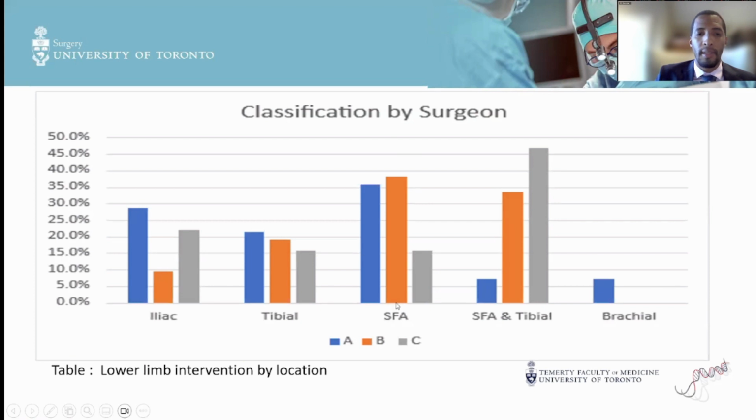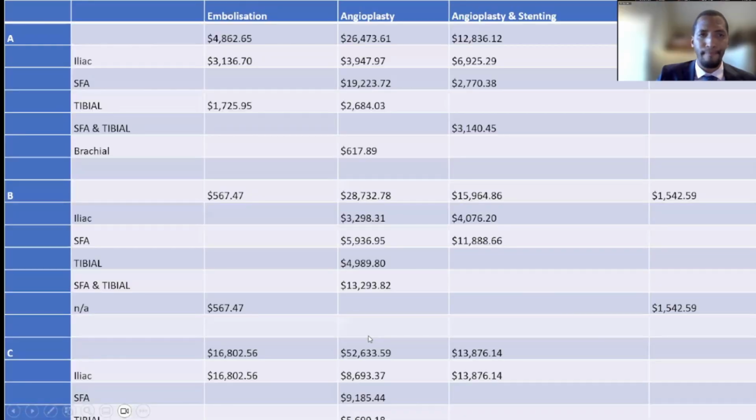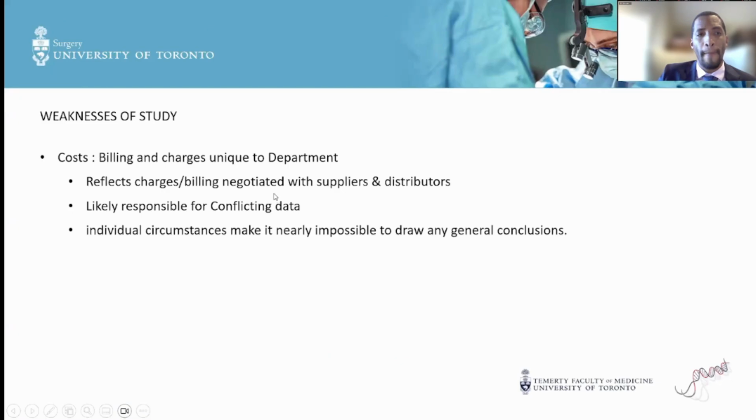Again, this is another chart looking at the location of the lesion treated as stratified by the surgeon. And this is an example of the cost sheet that was given to the individual surgeons. So they saw not only their costs, but the costs of their colleagues. And this comparison, and we'll talk about it a little later, has been shown to actually result in changing practice and reducing costs for the institution.